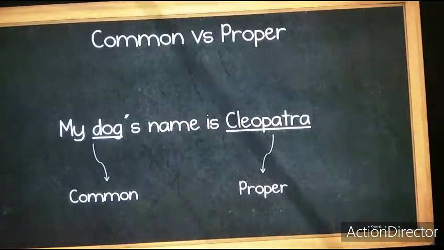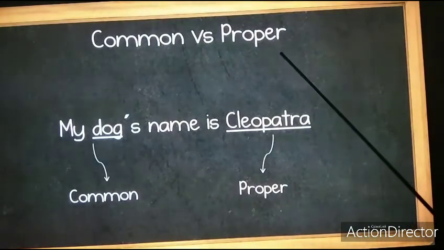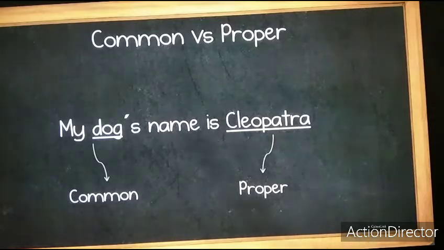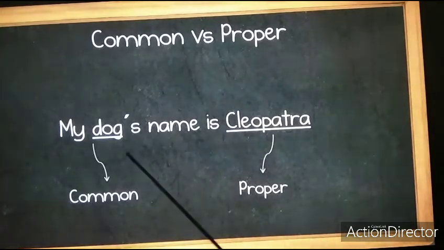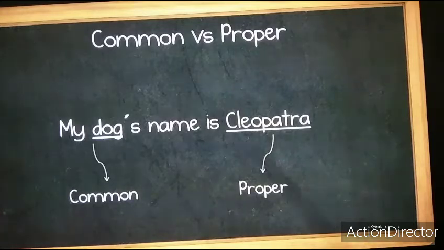The difference between common and proper nouns. Here is an example. My dog's name is Cleopatra. Dog is the non-specific name of a species of animal, so dog is a common noun. Cleopatra is the specific name of that dog, therefore it is a proper noun and is capitalized.